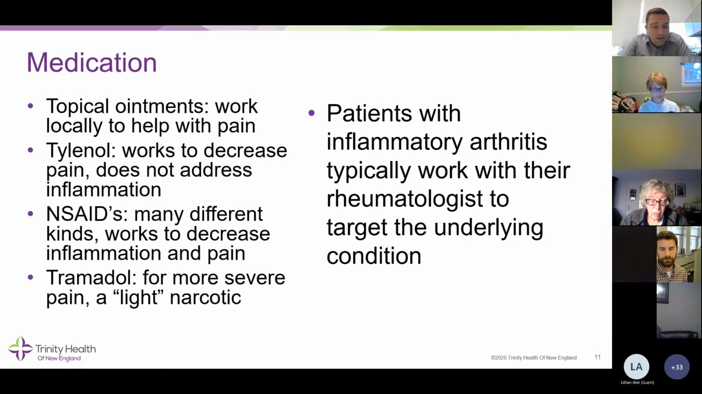Tramadol is one medication that actually has some backing from the Orthopedic Academy for use in arthritis. It's technically a light narcotic. It doesn't have as many bad side effects as our heavier narcotics. It's one we try to stay away from even with the recommendation, because a lot of patients don't like the way that it feels, and it does have some addictive properties. Patients with inflammatory arthritis are a little bit of a different category, and they work with their rheumatologist to target and find the proper drugs to help with that.